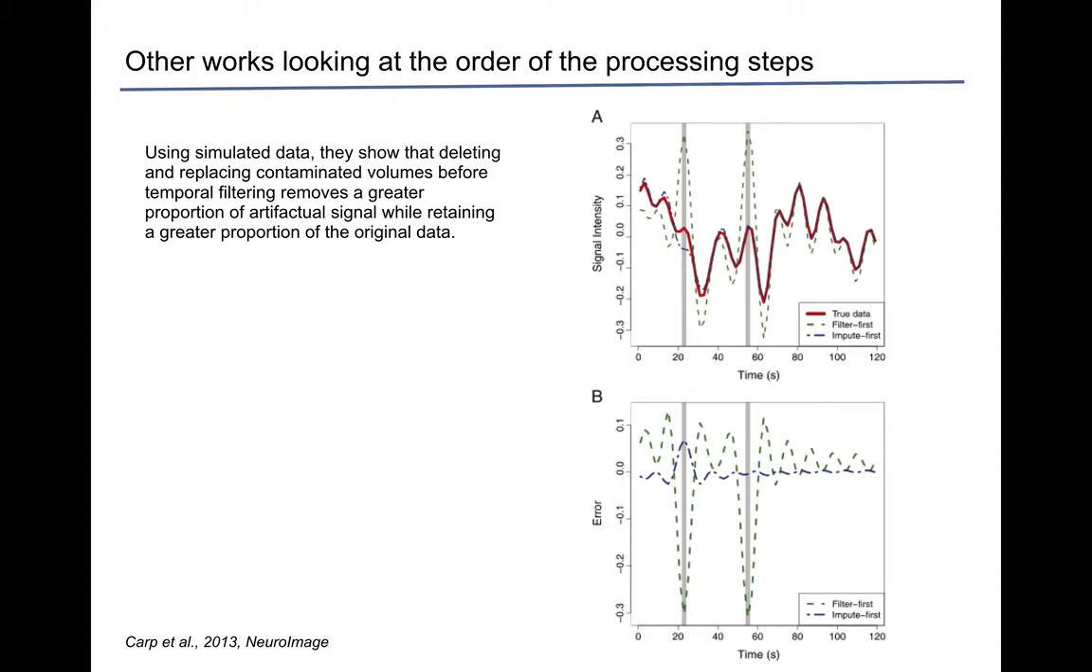So if you have an outlier or bad time points in your time series, and if you keep it in the data and do the filtering, the effect of that bad time point propagates in time, so it makes more time points contaminated. So it's better to get rid of that bad time point and interpolate it, and then do the filtering.